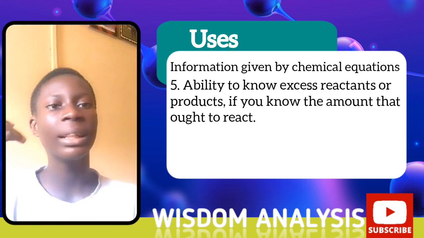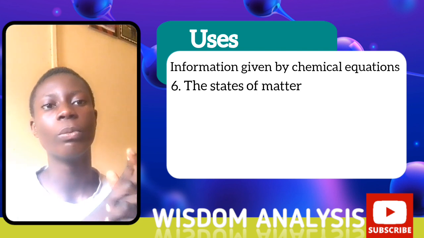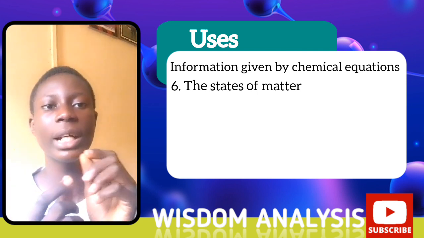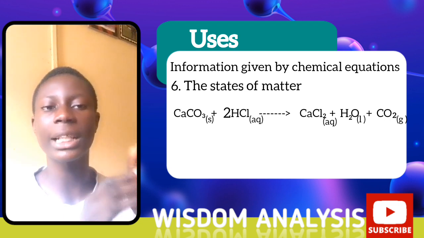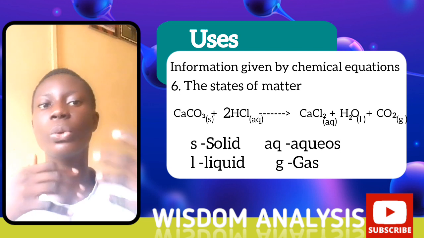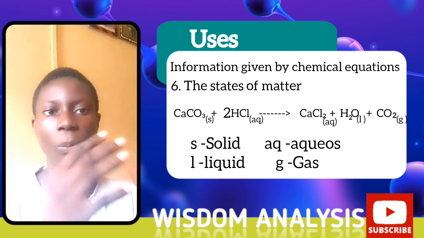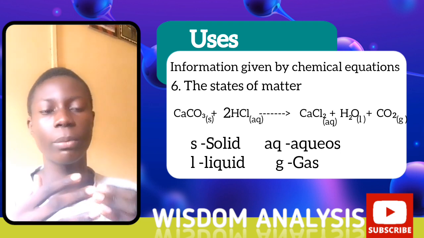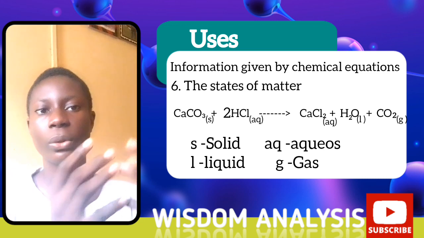Okay, now we move over to the last one, which is the states of matter. Mostly in a chemical reaction, you see that they write small letters like S, L, G. That means solid, liquid, gas. Okay, that's used to tell the state of matter that the compound is, but it's not always given. But you can give it to make a complete chemical equation.